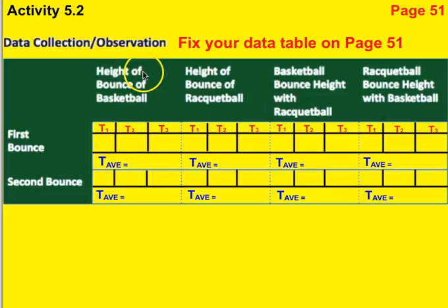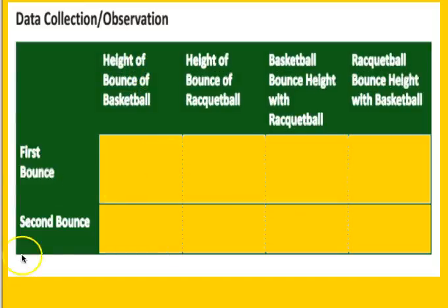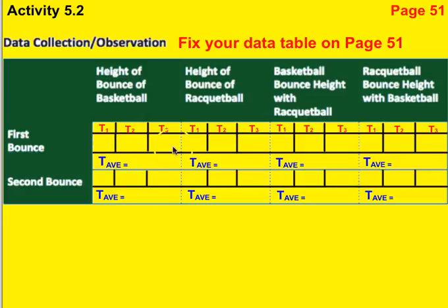And so if you look underneath the height of bounce of basketball, what we did was we took that first column and we divided it into this column. So just divide this into threes. So here's where you're going to record your data. And then divide this into threes. This is where you're going to record your data for your second bounce.